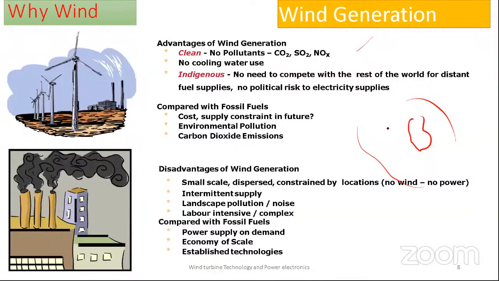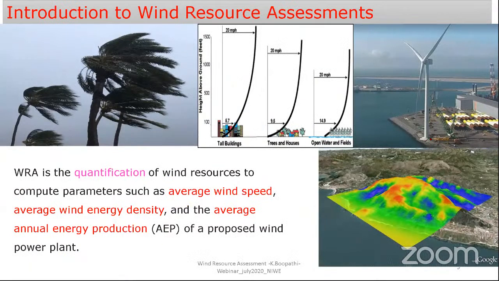And you cannot install wherever you want, wherever the load center is. We have to install the wind turbine where the wind is there. That is the disadvantage. And compared with fossil fuel, power supply on demand and economic scale can be done. Right. The first thing is the resource assessment.